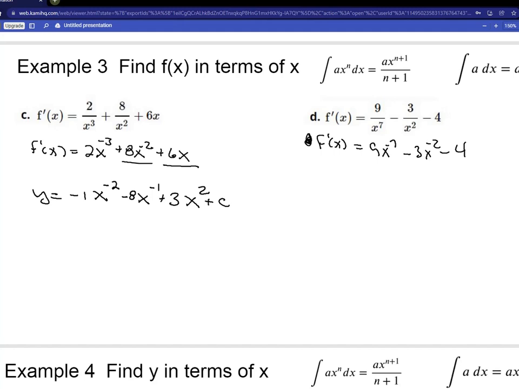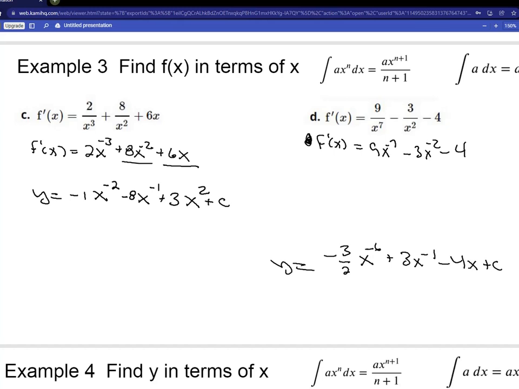All right, so I got negative 3 halves x to the power of negative 6 plus 3x to the power of negative 1 minus 4x plus c. Awesome. That's perfect. Now, if I wanted to get rid of the negative exponents, what would I do? You'll bring the x down, but instead of being a negative exponent, it'll become a positive.